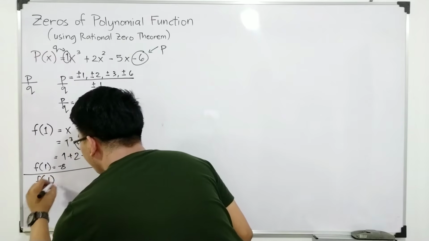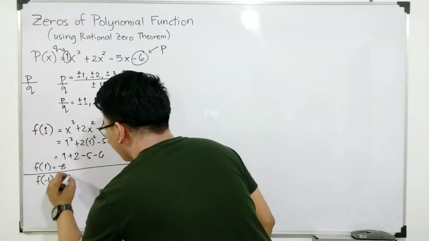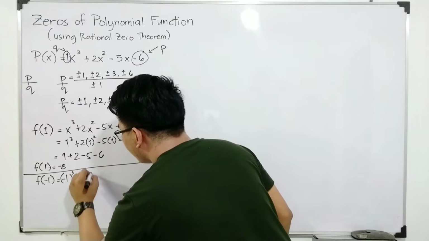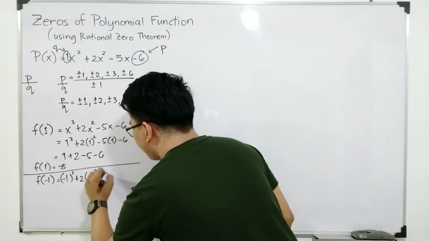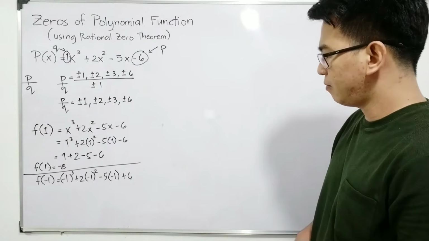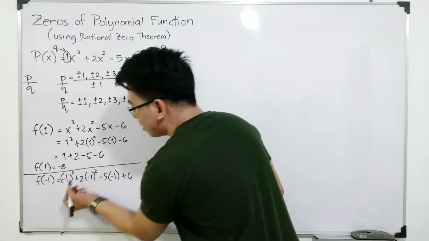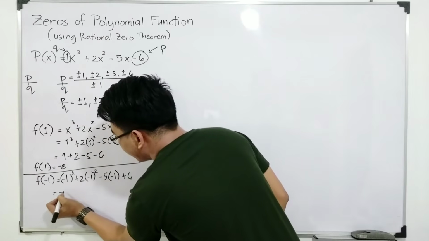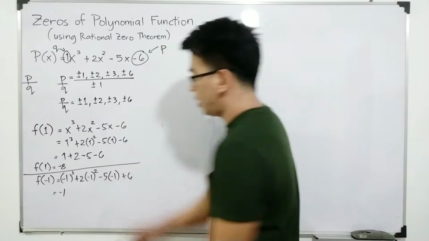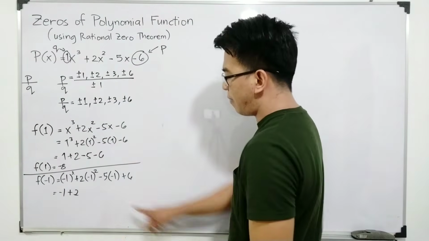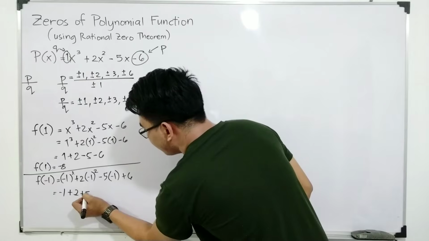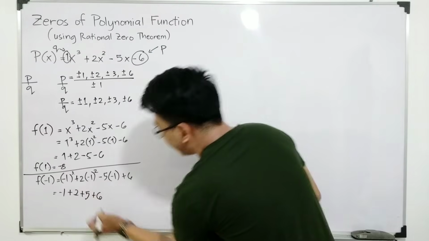F of negative 1 is equal to negative 1 cubed. Let's replace. Plus 2 times negative 1 squared, minus 5 times negative 1, plus 6. Now, this negative 1 cubed, since the exponent is odd, is equivalent to negative 1. And for this part, negative 1 squared is positive 1 times 2. This will give us the answer of plus 2. And for this, negative 5 times negative 1 will give us positive 5, and then plus 6.